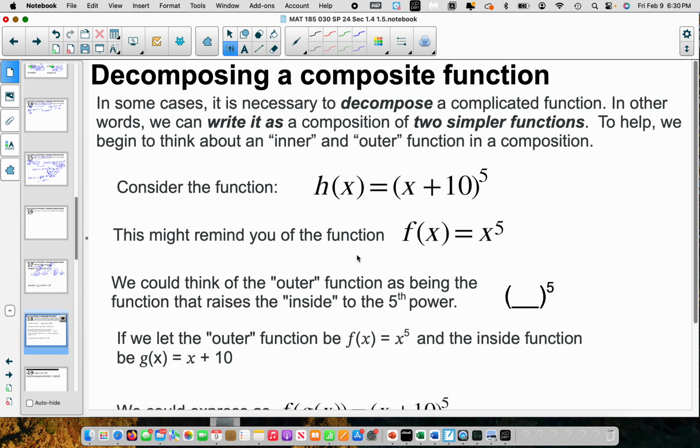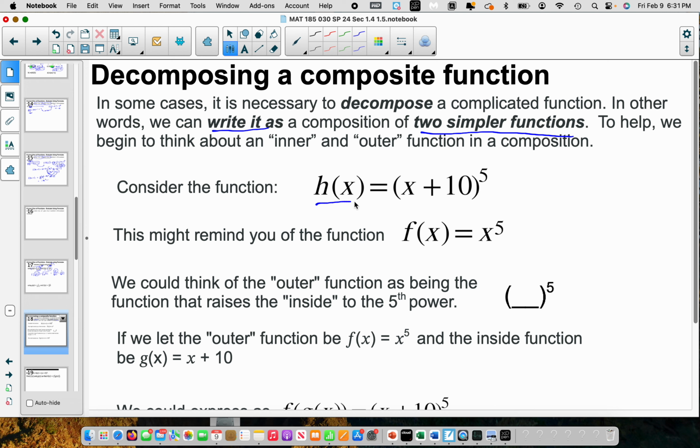Okay, so another topic is decomposing a composite function. We just composed functions previously, what if we want to undo or decompose them? Sometimes in calculus a lot, we will do composition of functions. But really, when we decompose a function, we're just writing it as the two simpler functions that we had combined. So we're undoing the combination.